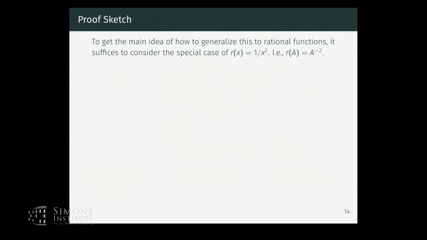Now the main idea on how to generalize to rational functions is really everything. Once you can do 1 over x squared, you can do a lot of messy algebra and do all of these other rational functions. So I'm only going to look at 1 over x squared.